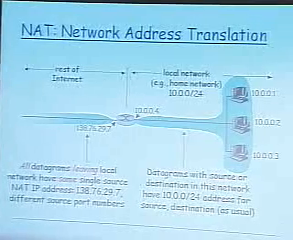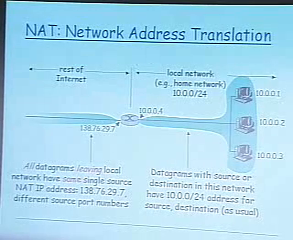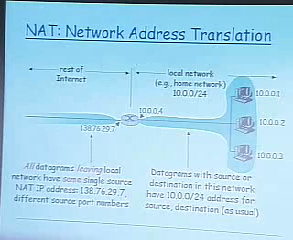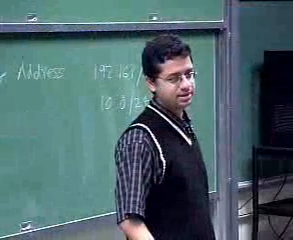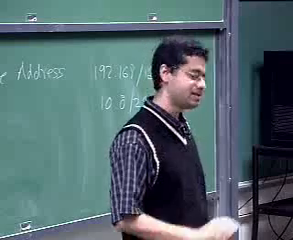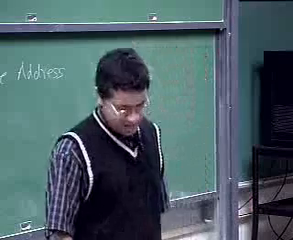And NATs are a way to make this whole thing work. So one of the motivations behind NATs is that the address space is scarce, you are running out of IP addresses. The other thing is that when you subscribe to an ISP, you are typically given only one IP address. That is related to the fact that IP addresses are not plentiful.